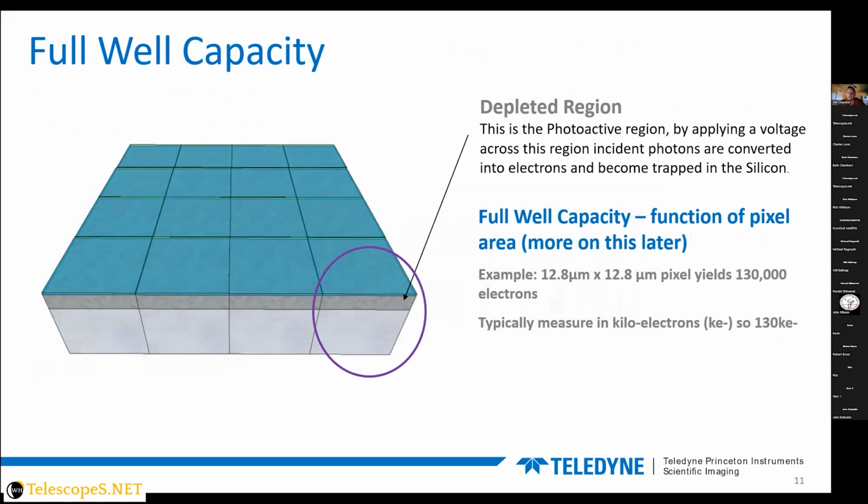So how does this translate to your camera? Well, every camera has a full well capacity. This is the number of electrons that can be stored in one well on the camera, or one pixel. And this can vary widely depending on what the camera is. Dynamic range is a function of this full well capacity, so we need to know what the full well capacity is to understand dynamic range. In this example, I'm looking at a camera that has a 12.8 micron by 12.8 micron pixel. It happens to have a full well capacity of 130,000 electrons.